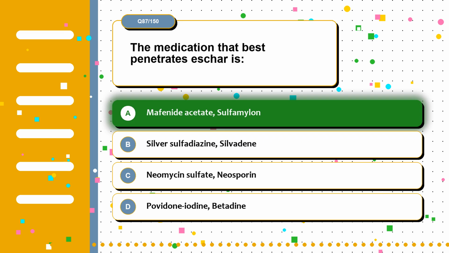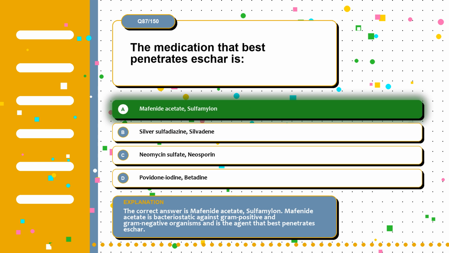The correct answer is option A, mafenide acetate, Sulfamylon. Mafenide acetate is bacteriostatic against gram-positive and gram-negative organisms and is the agent that best penetrates eschar.